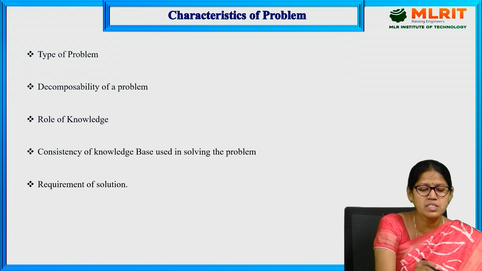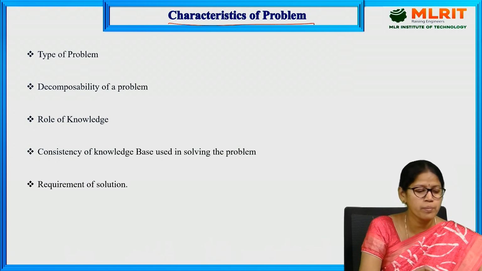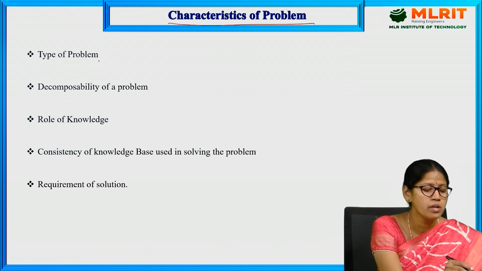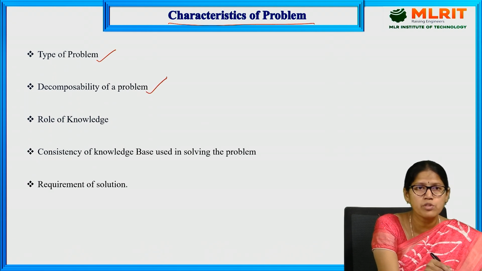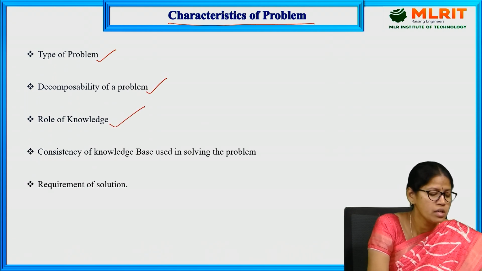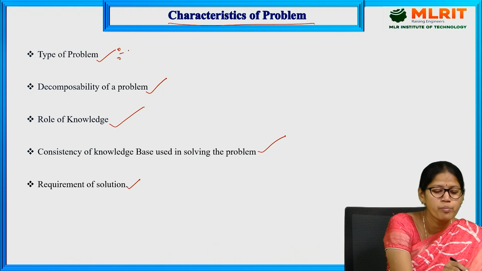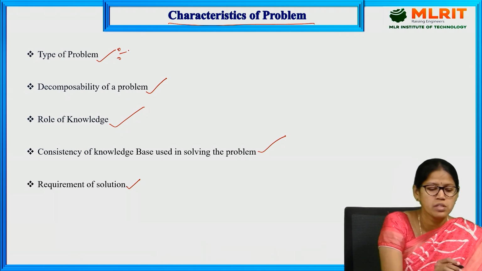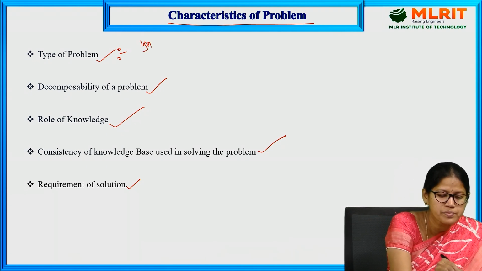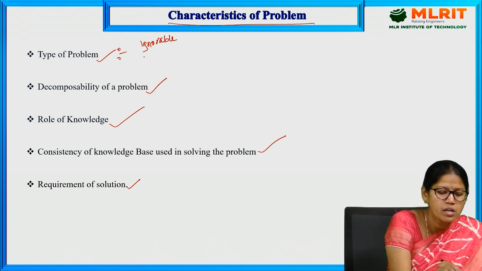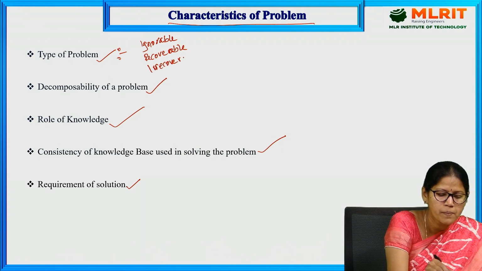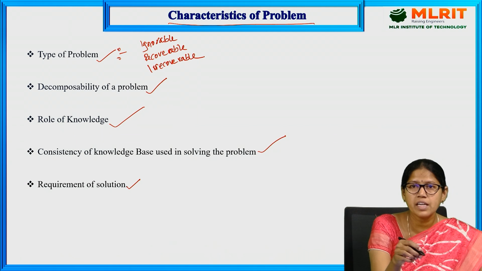The next concept is characteristics of a problem. There are 5 characteristics of the problem. First, type of problem; decomposability of problem; role of knowledge; consistency of the knowledge base used in solving the problem; and requirement of solution. The first one is type of problem. There are 3 types of problems: ignorable, recoverable, irrecoverable.